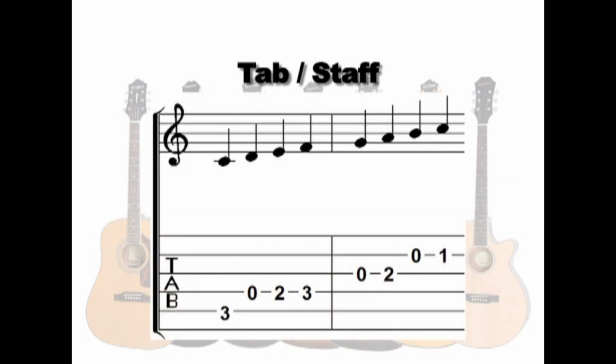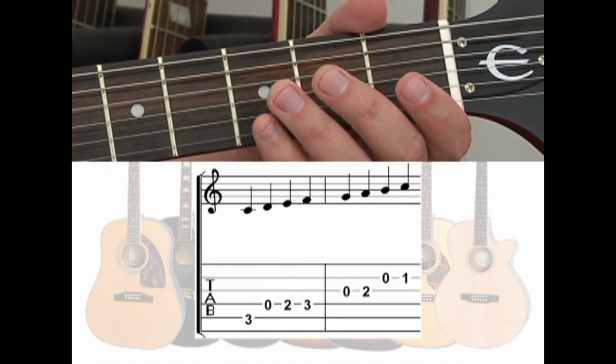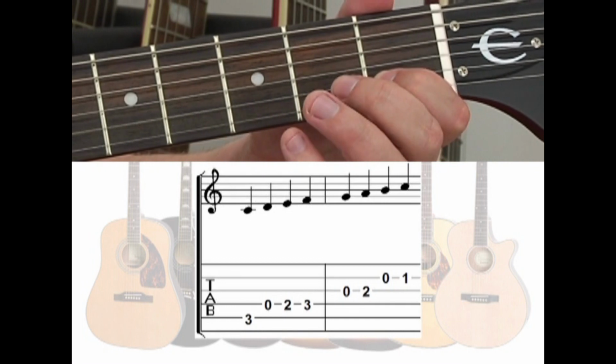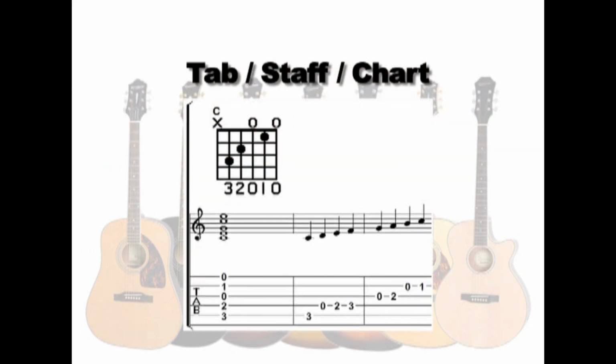Most guitar music uses both tablature and staff notation, which allows you to choose which method of reading you would like to use. Some guitar music uses all 3 methods. In this example, you can choose between the note chart, standard notation, and tab. All 3 methods indicate the same chord.